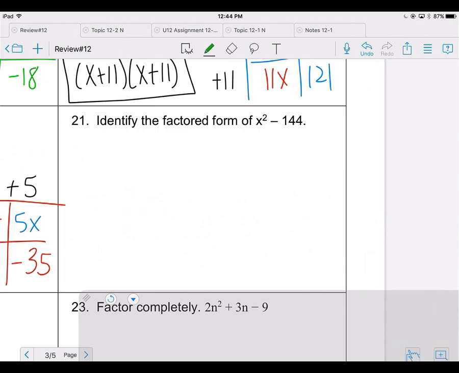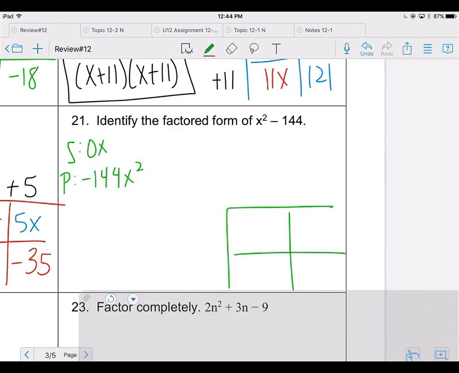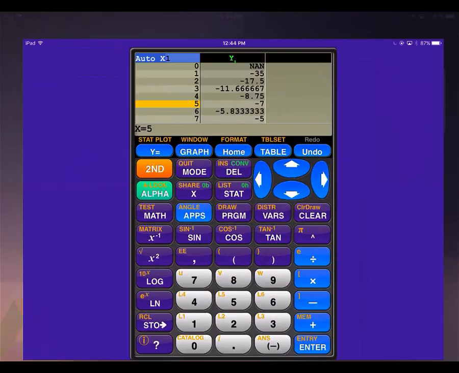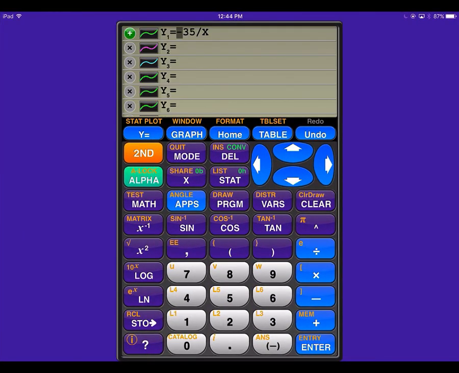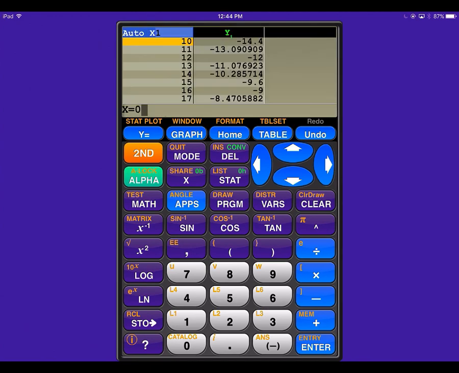Problem 21 asks us to factor this. We have a sum of 0 x's and a product of negative 144x squared. So in my box, I need two numbers that will cancel out to get 0. So I plug negative 144 divided by x into y equals. Looking for two numbers that will cancel out. This time the signs really do play a role. Only looking at whole numbers.